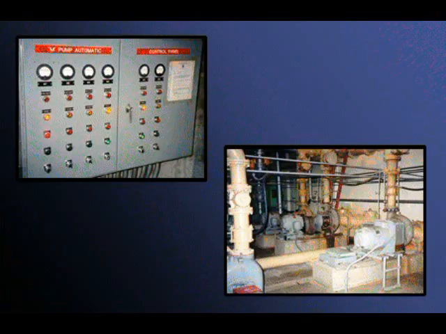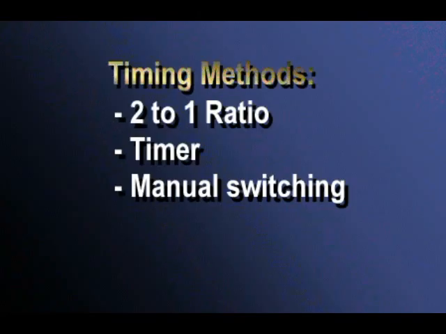Note that this pump sequencing is not necessarily designed to provide equal wear to the pumps. If both pumps get equal wear, there is the possibility that both pumps will wear at the same time, leaving none available to do the job. Instead, use some method of providing unequal timing periods, such as a 2-to-1 ratio, a timer, or by manual switching.